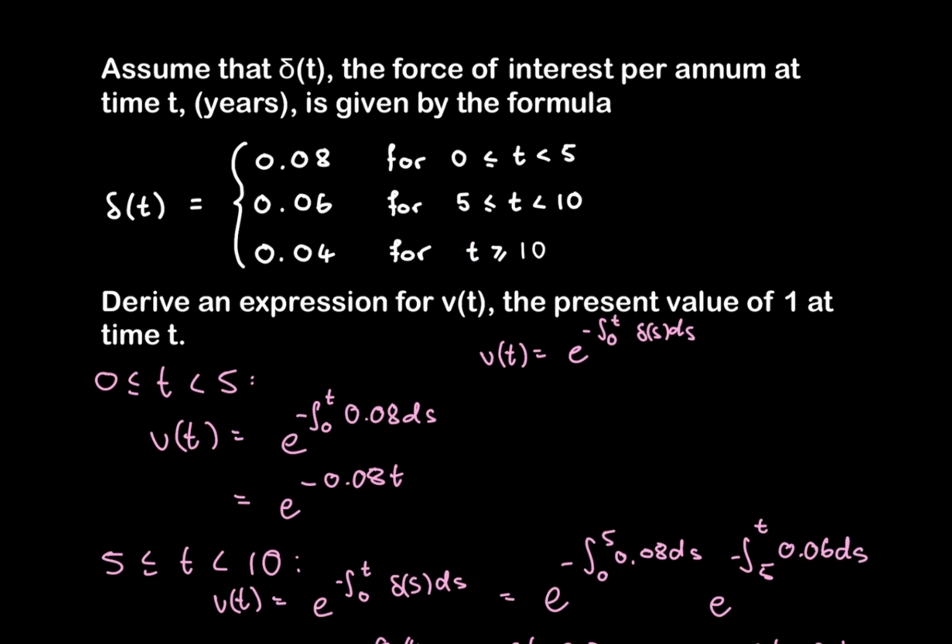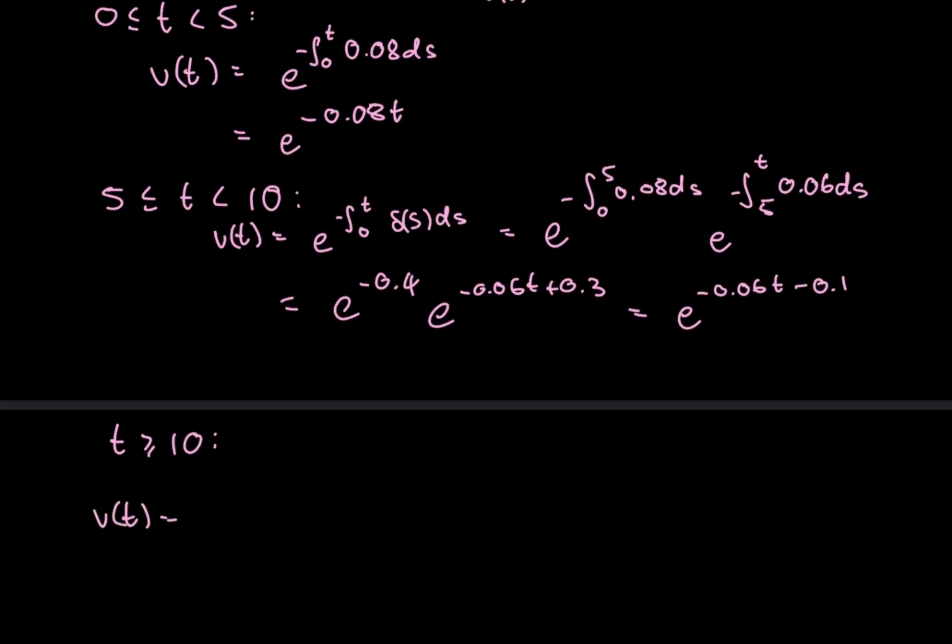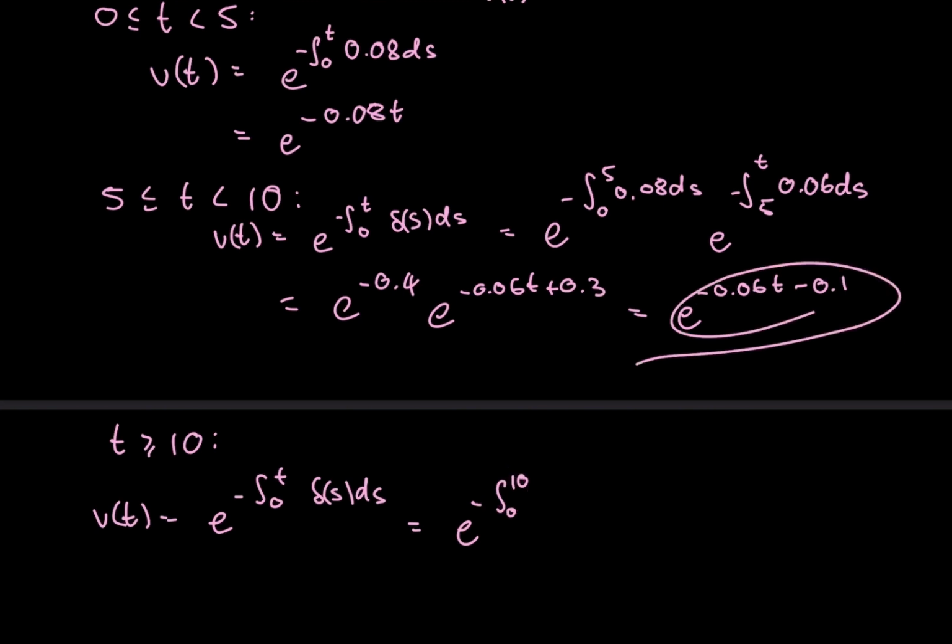Now let's deal with beyond 10, so t greater than or equal to 10. So once again, v of t is equal to e to the negative integral from 0 to t of delta s ds, which we can split up from 0 to 5, and then 5 to 10, and then 10 and beyond. But now notice that we already have an expression for v of t, the present value at time 0, for this time interval 5 to 10. So we can just split this up as such, from 0 to 10. We don't actually have to split that up at 5, because we have this already.